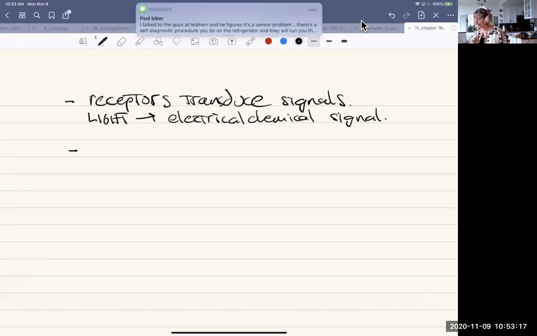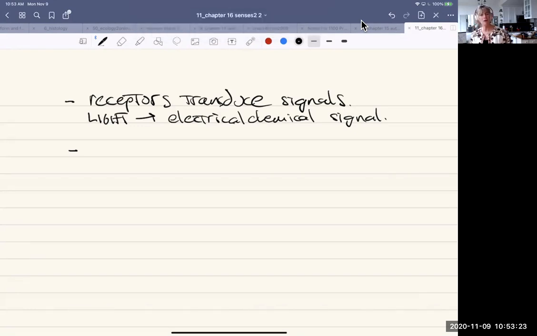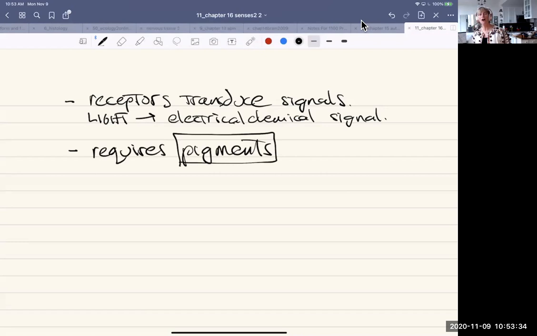Well, it's interesting because what you need, you've heard of before, is called pigments. Pigments are the king of vision, or the queen of vision, if you like. They drive vision. They really do. And they're quite simple. Pigments are just molecules that absorb certain wavelengths of light.